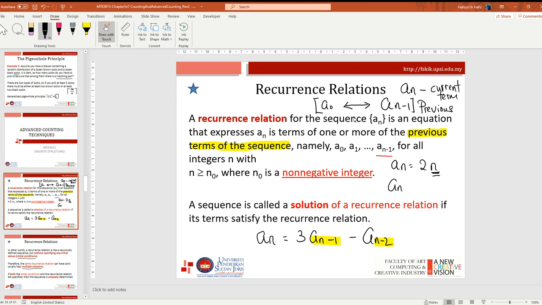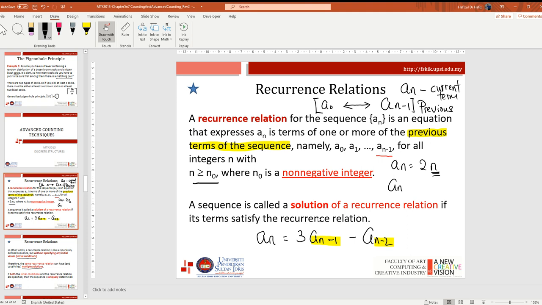Mainly, if you look at this one, a_n is equivalent to a_{n-1}. a_n is the current item, and we calculate a_{n-1}, where n is greater than n_0, where n_0 is a non-negative integer. Untuk yang ni kita nak buktikan bahawa elemen selepas dia adalah sama dengan elemen yang sebelumnya, dengan kita gunakan, we call it as a solution of the recurrence relation.